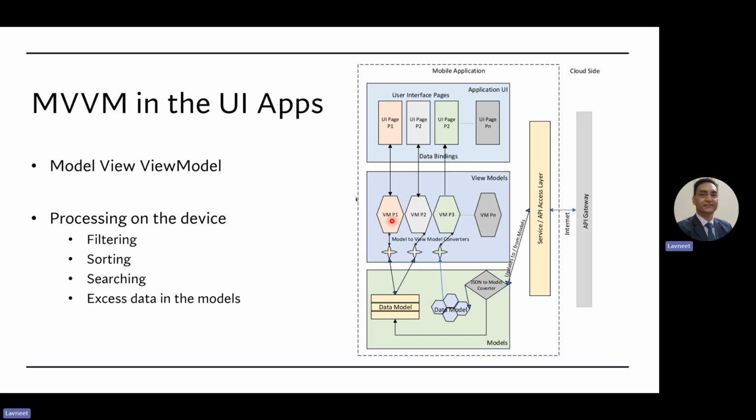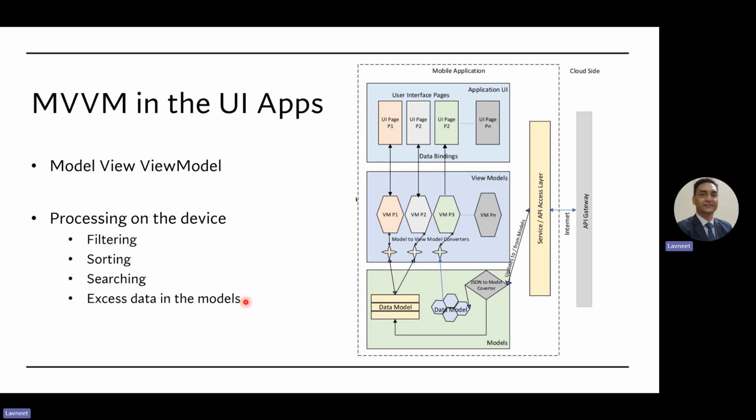In addition to views and view models, we have data models, which are much larger objects. They could be collections also. There could be multiple data models from where the view models get their data. So view models do the processing of these data models in terms of filtering or sorting or searching to extract the data that matches what is required on the UI.